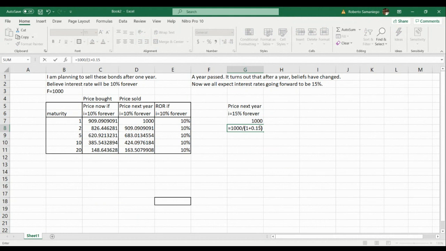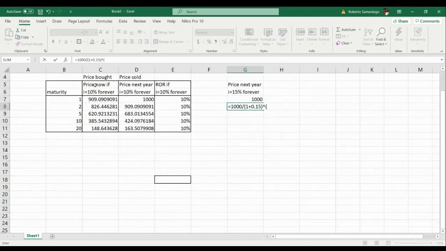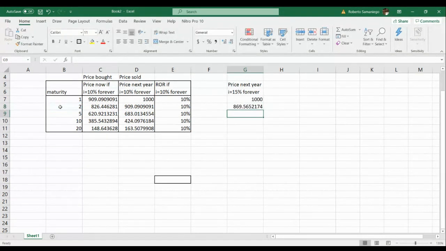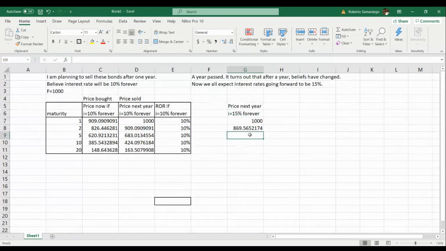rate of 15%. So as before, rather than entering 1, actually that's okay, we could enter 1. It's fine, because there's 1 year left. Or as we put it before, it's this maturity here minus 1, which is 1. With a higher interest rate, this bond is not worth as much as it would have been with the earlier belief of 10%.